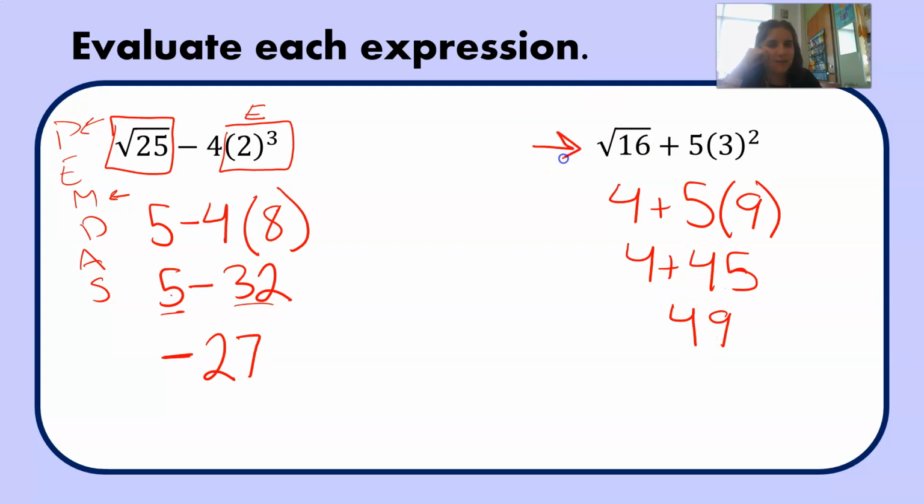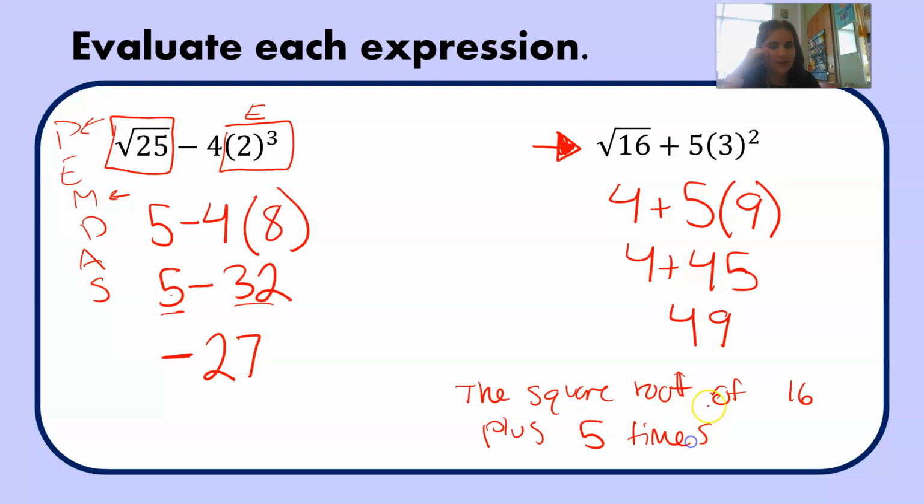Oh, and I forgot to say, if we were reading this expression out loud, it would be the square root of 16 plus 5 times 3 squared. So it's important to know how to translate our math to English. All right, you can try some practice problems on the back of your note sheet now, and remember to use your order of operations.